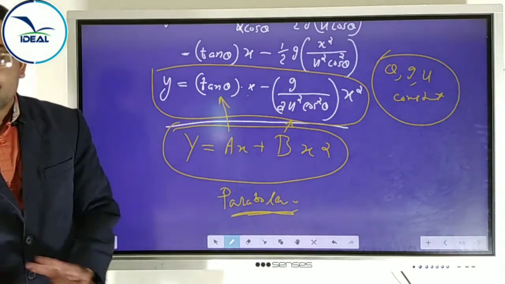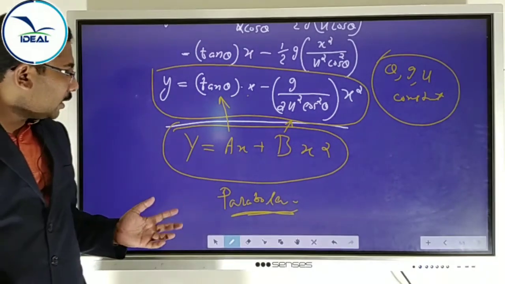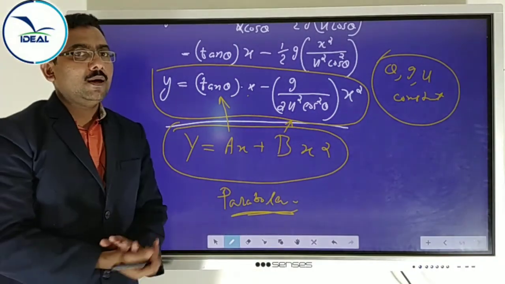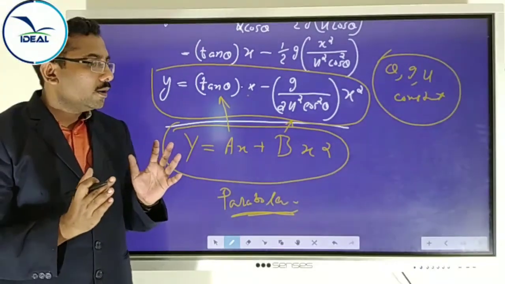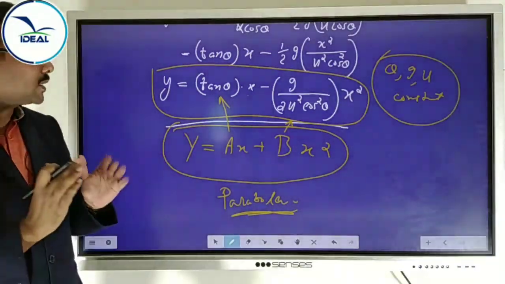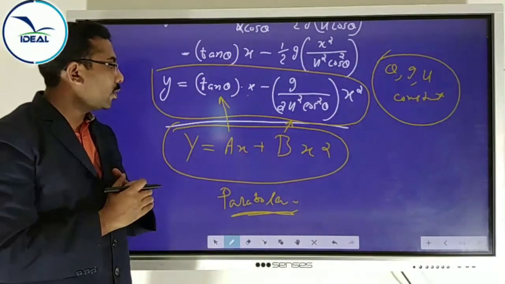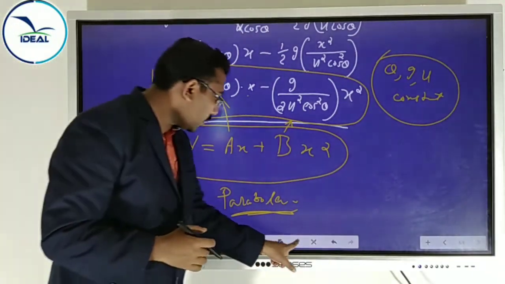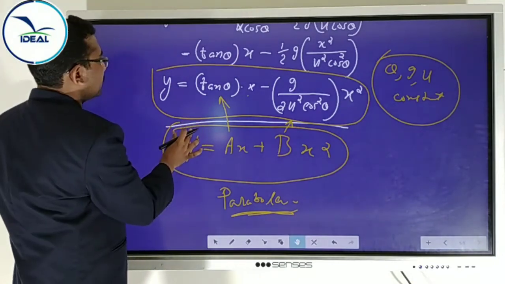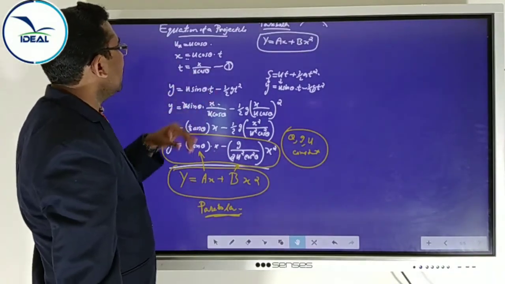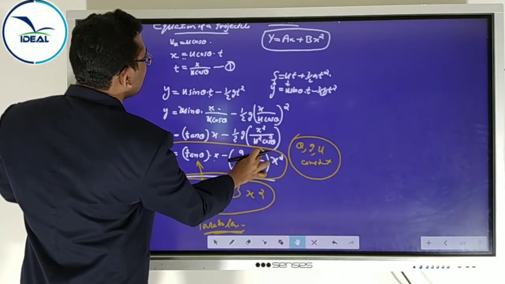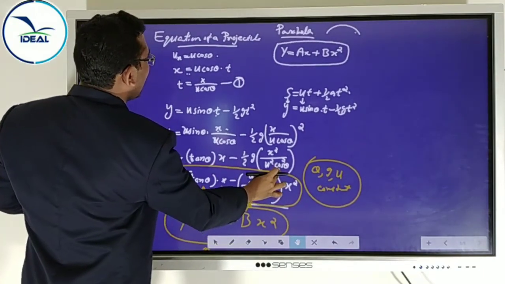Okay. Then we show that the path of a projectile is a parabola. This is also an important question. Show that the path of a projectile is a parabola. How to prove this? Yes, just look once again. Equation of a projectile, parabola.